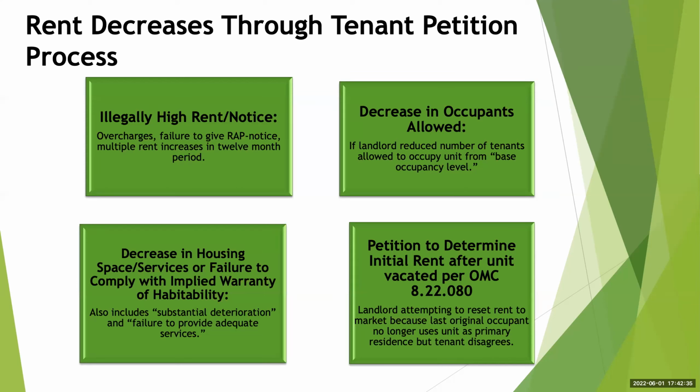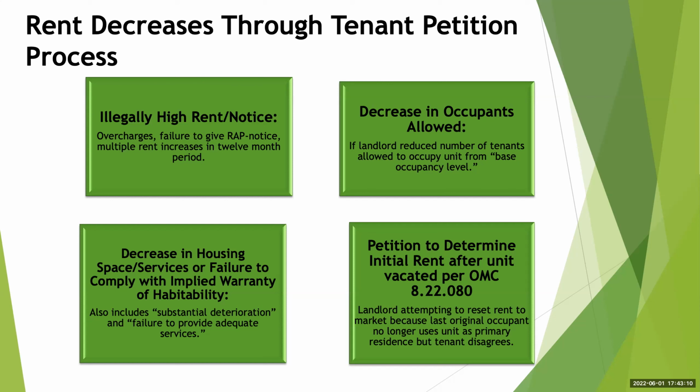In Oakland, for increases above the CPI, an owner is going to need to file a petition, with the exemption of banking. So these are the types of petitions that we offer that an owner or a tenant could file for a rent increase or a rent decrease. So we've got illegally high rent or failure to provide the RAP notice. These cover overcharges, multiple rent increases within a 12-month period. And this is not the exhaustive list.